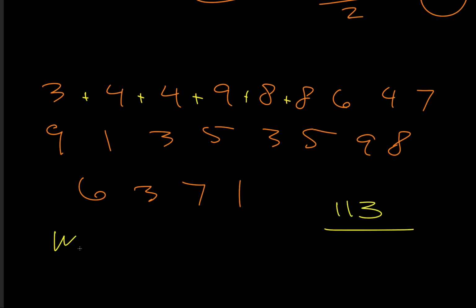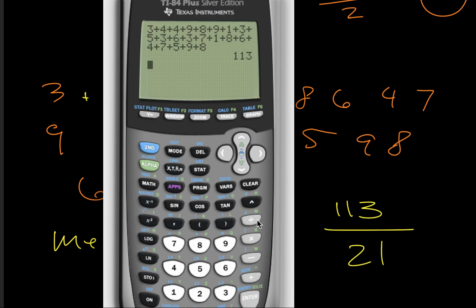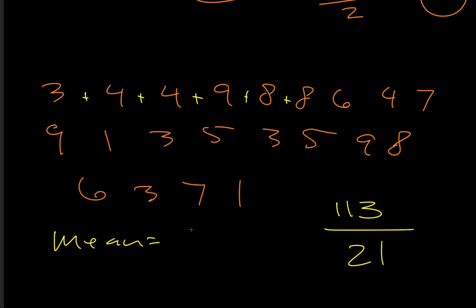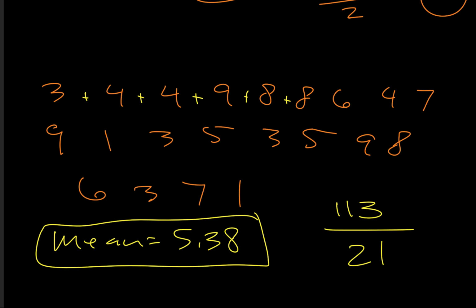So we're finding the mean right now. 113 divided by the number of things, which was 21. So we just divide that number by 21. And that tells us our mean is 5.38 if we round it to 3 significant figures. Okay, so we found the mean.